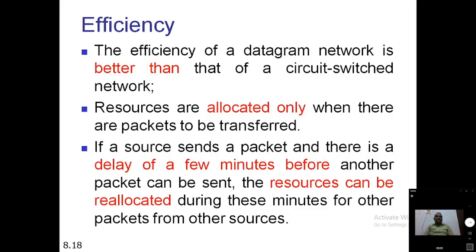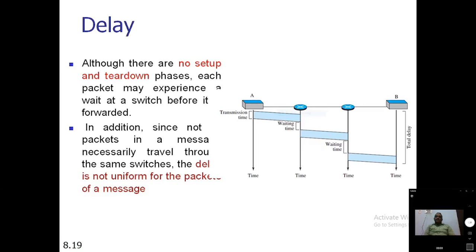switched network because the resources are allocated only when there are packets to be transferred. If the source sends a packet and there is a delay of a few minutes before another packet can be sent, it means the resources can be reallocated during these minutes for other packets from other sources. So when we look at the delay, although there are no setup and teardown phases, each packet may experience a wait at a switch before it is forwarded.